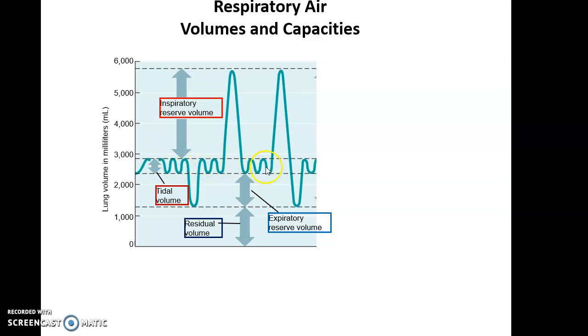So tidal volume, the amount we breathe in and out normally in a relaxed state. Inspiratory reserve volume, the extra amount of air we could breathe in. Expiratory reserve volume, the extra amount of air we could breathe out. And then residual volume, the amount that always remains in the lungs.